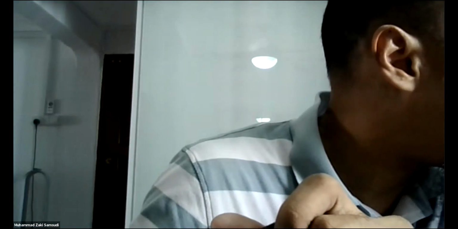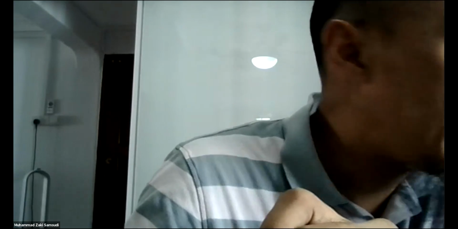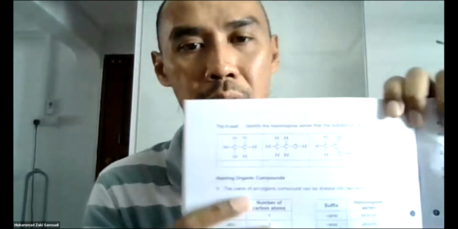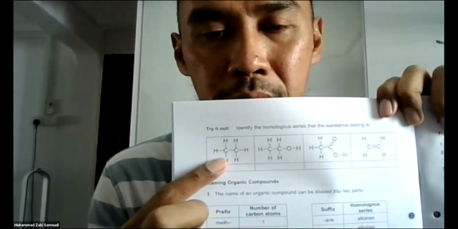Now we want to make ethane. Ethane has 2 carbons. So we need to join according to what is shown here. After that, I would like you to turn on the camera and I want to see whether your model is correct or not.